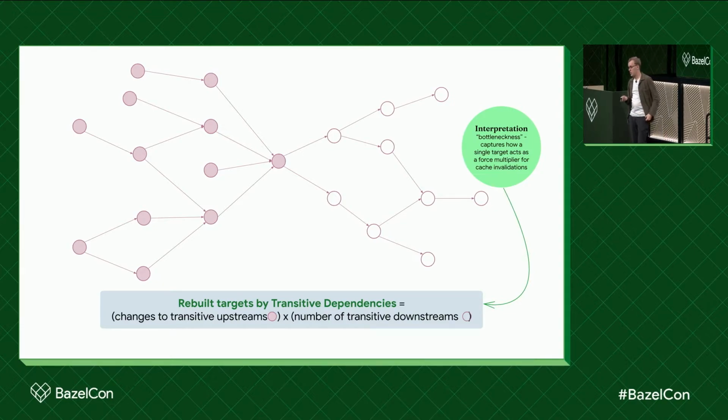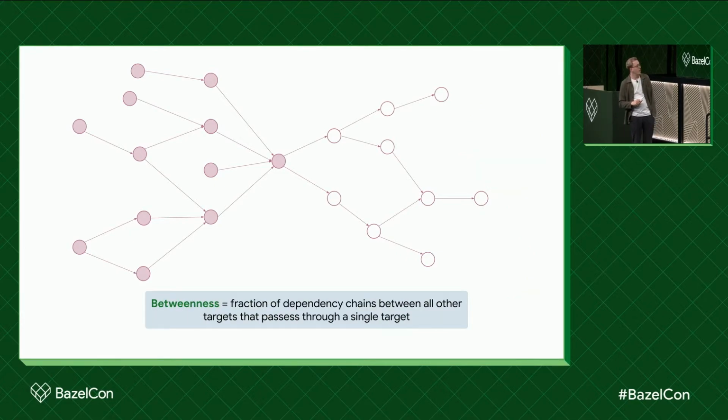By having this, we can identify certain pieces of the code that, if we can split up and isolate, can have a large positive impact on the way that our graph looks. A related score is something called betweenness, which you might recognize from the field of graph analysis if you're familiar. This is basically the fraction of all dependency chains that pass through a single target. So this can also help to identify those culprits in the middle that, if we can cut them out and isolate them, we can have a large positive impact.